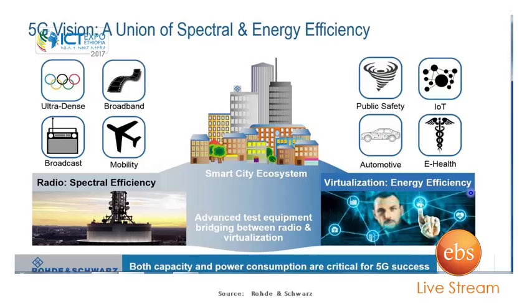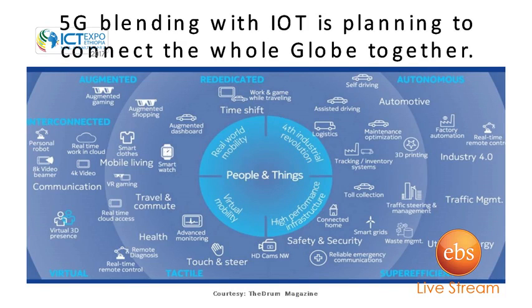But do we have a smooth road to travel on this? No. Both capacity and power consumption are critical for 5G's success. There are a lot of hindrances which we need to go through to achieve it. I was just telling you, 5G with IoT, they have great plans over here. You can take a look at this slide and understand. 5G along with IoT is planning for connecting the whole globe together, to say in simple terms. That's all I can say.